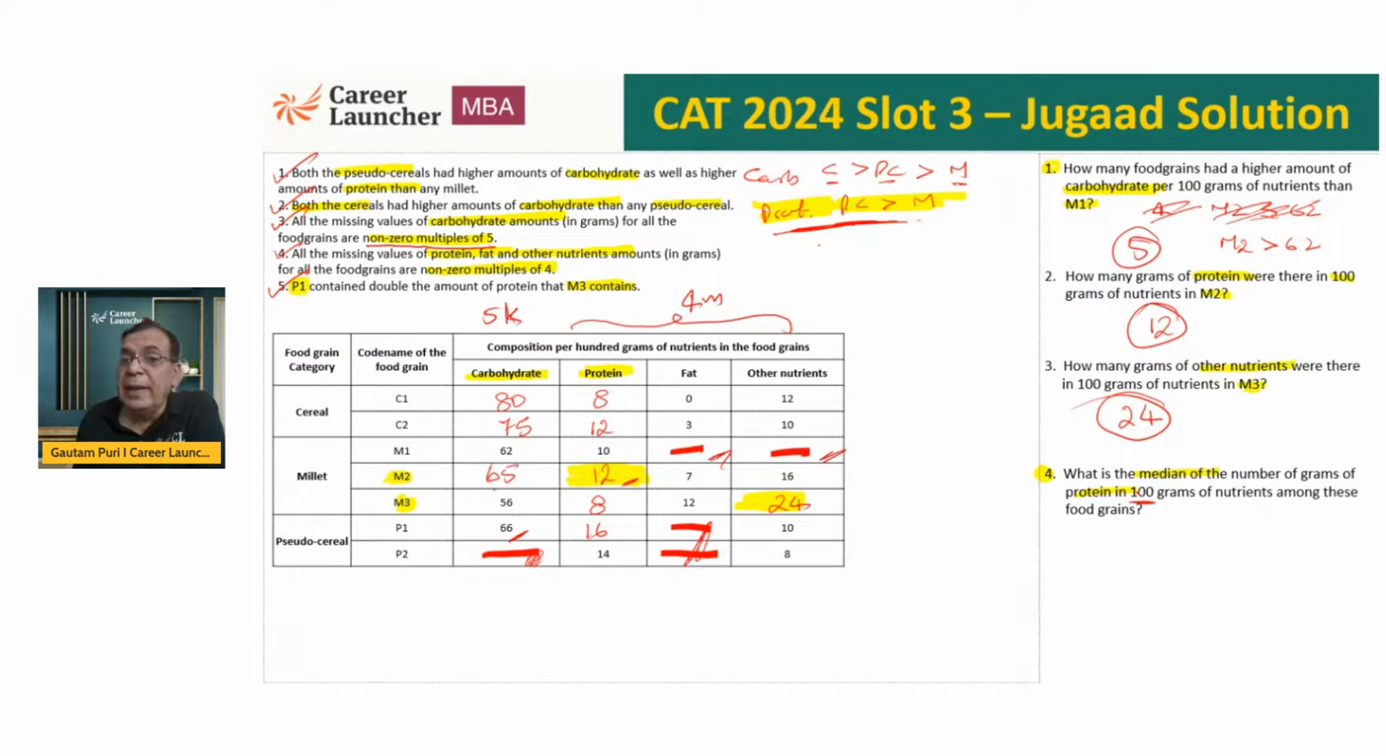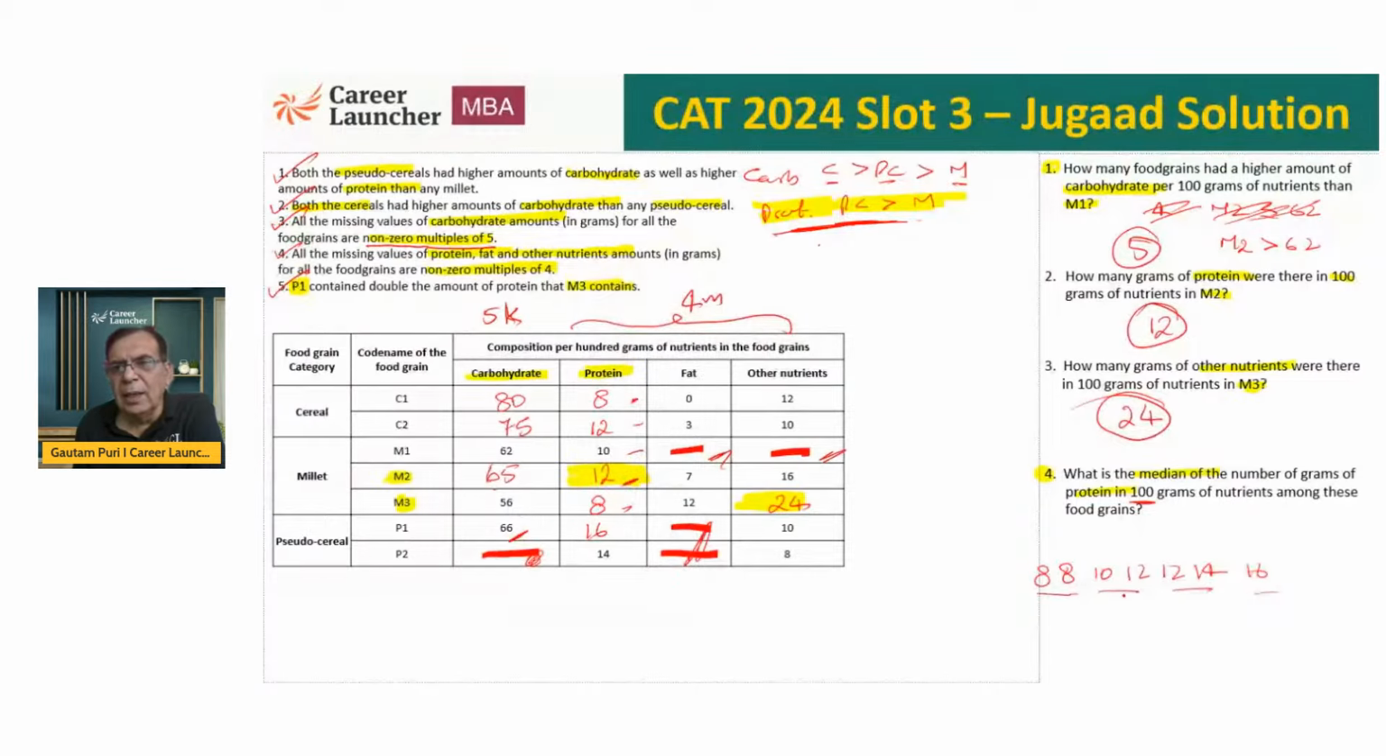We want to find the median of the number of grams of protein in 100. So what is the median of protein? What are the values? Let's start from the smallest to the highest. The smallest is 8. Two 8s actually. Then we have 10. Then 12. Two 12s. Then 14 and 16. How many values are these? 1, 2, 3, 4, 5, 6, 7.